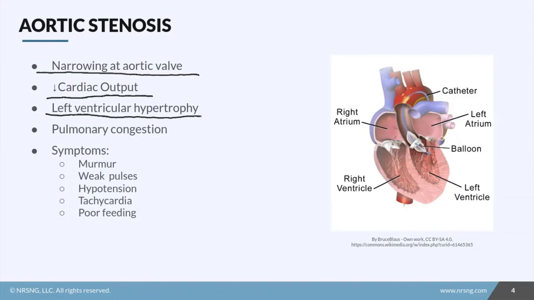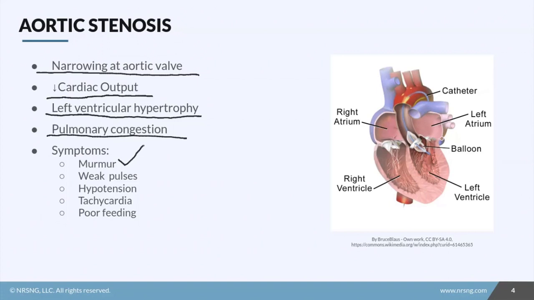Also, because that blood is having a difficult time leaving the left side of the heart, it's going to back up into the pulmonary system, causing pulmonary congestion. And all of that contributes to the symptoms that you see here. So they're going to have a murmur. And check out the med-surg lesson that we have on heart sounds and valve disorders. That's going to teach you how to identify the murmur that's specific to this diagnosis.